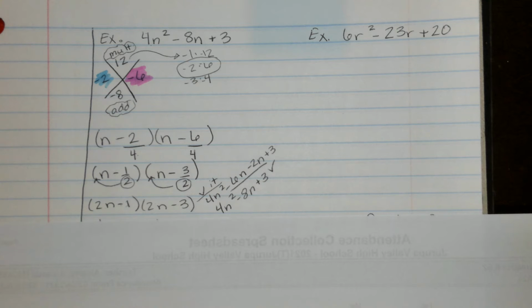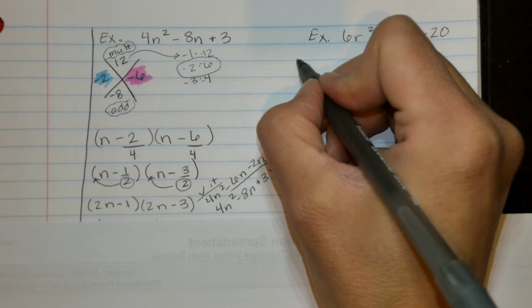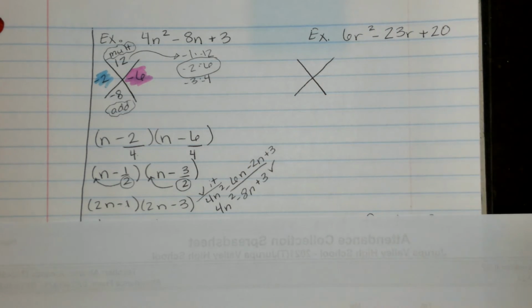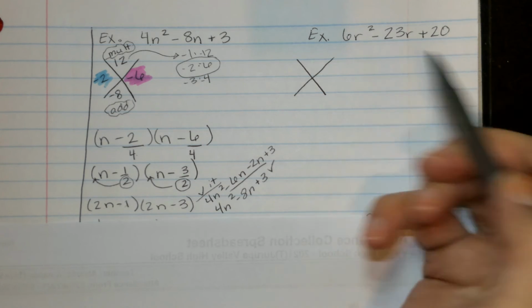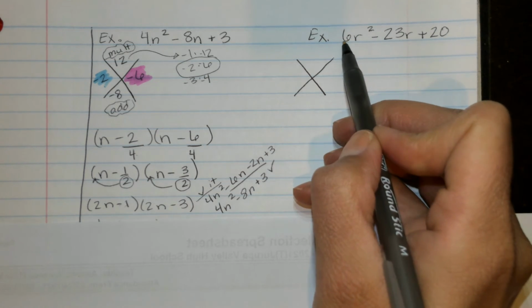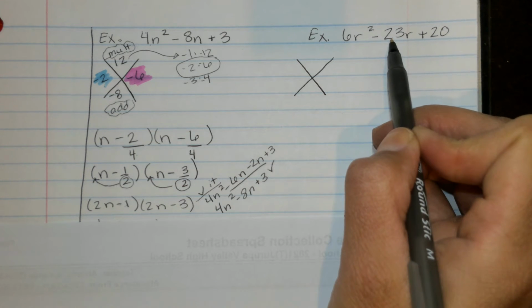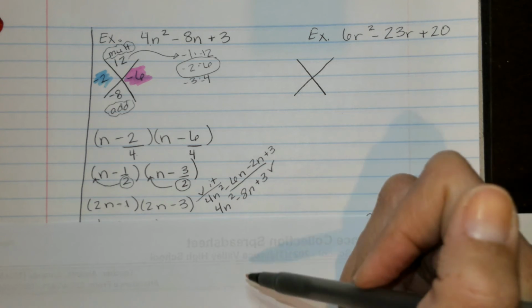All right, let's do the next one together, and then you'll have some problems to do on your own. So start by setting it up with the x. Actually, I always forget to say this, but check for a greatest common factor. I made these ones so I know that there isn't one, but you always check 6, 23, and 20. 23 is a prime number, so I know I can't factor anything out. So just start with the steps.